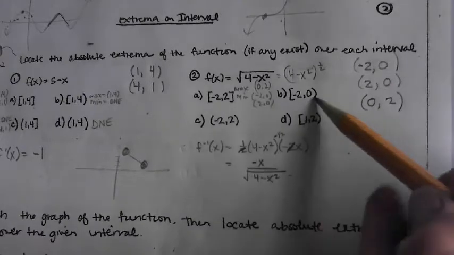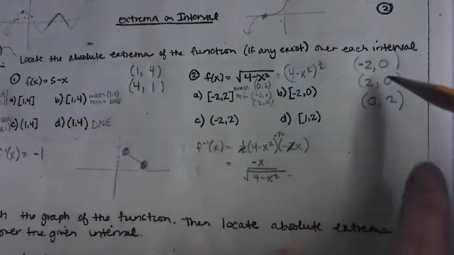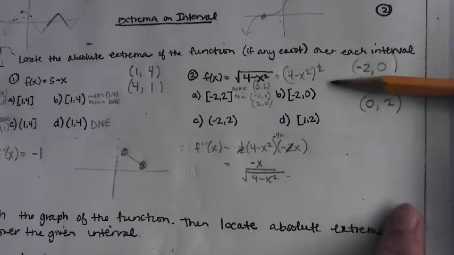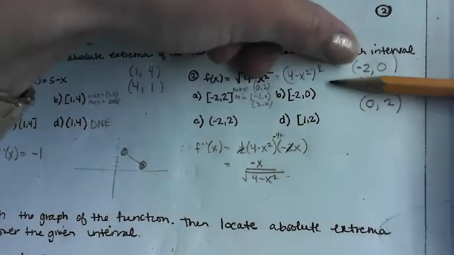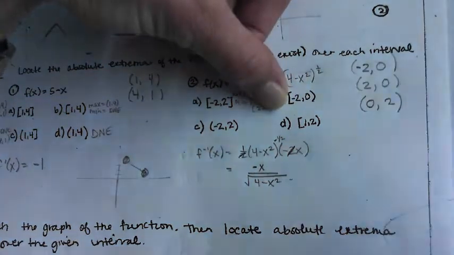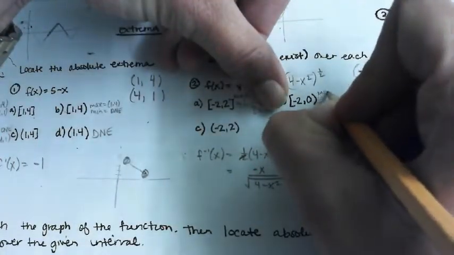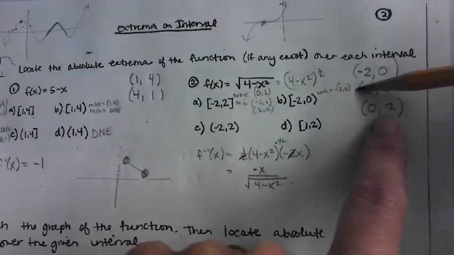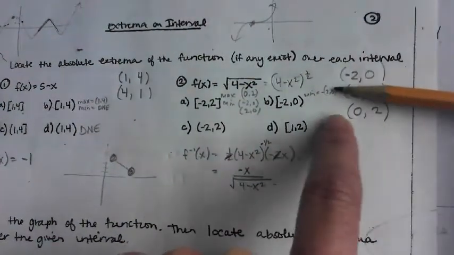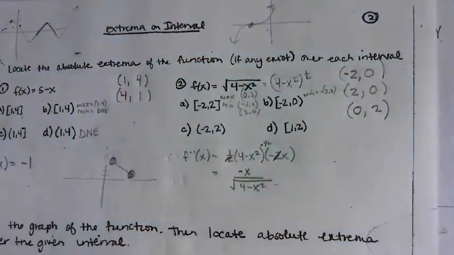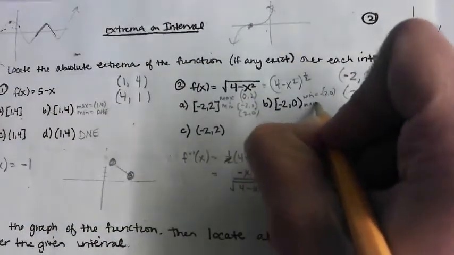So for part B, when our interval is just from -2 to 0, we can't involve this second point at all. So the minimum would be this point, which is fine because we're including that endpoint. So the minimum is (-2, 0). The maximum would have been this point, (0, 2), except we're not including that because of the parentheses. So the maximum does not exist.